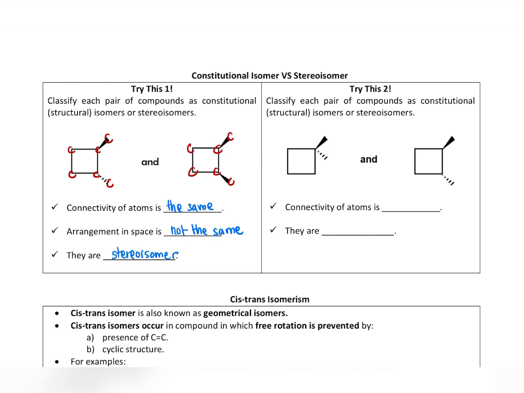Okay, so next, let's try these two. Classify each pair of compounds as constitutional isomer or stereoisomer. Now they give us carbon again. Carbon, carbon, carbon, carbon. Over here also carbon. Is the connectivity of the atoms the same? It's not the same, right? As you can see, here this carbon is bonded to this carbon, but in the other, both carbons are bonded to the same carbon. So obviously the connectivity of the atoms is not the same.